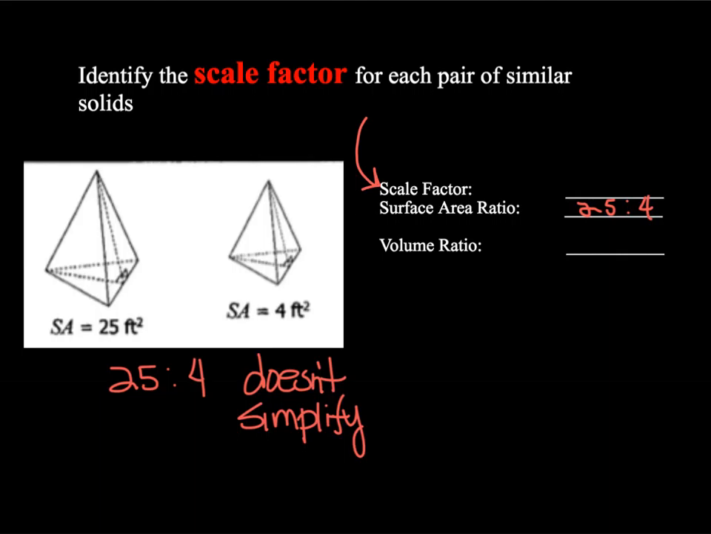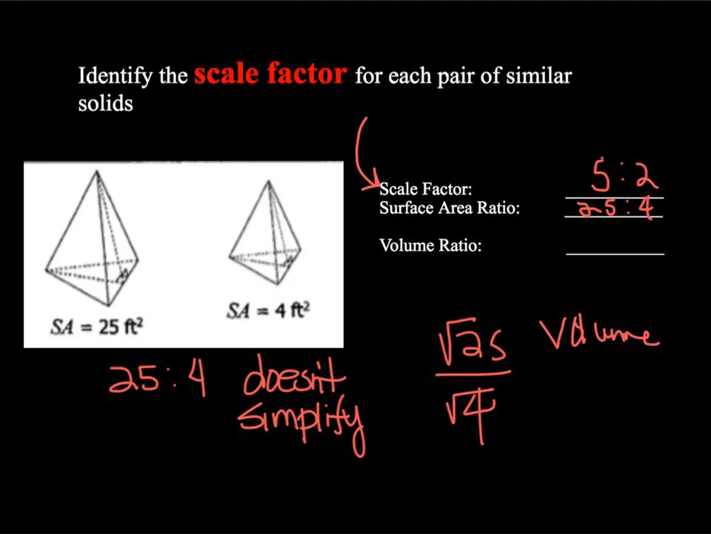Well, we know surface area is to the second power. And so to get to the scale factor, I'm going to do the square root of 25 over the square root of 4. And I get 5 to 2. Well, then how do I get to volume? Well, volume is cubic units. And so if I'm going to do volume, I'm going to do 5 to the third power to 2 to the third power. So what would that be? You got it, 125 to 8.